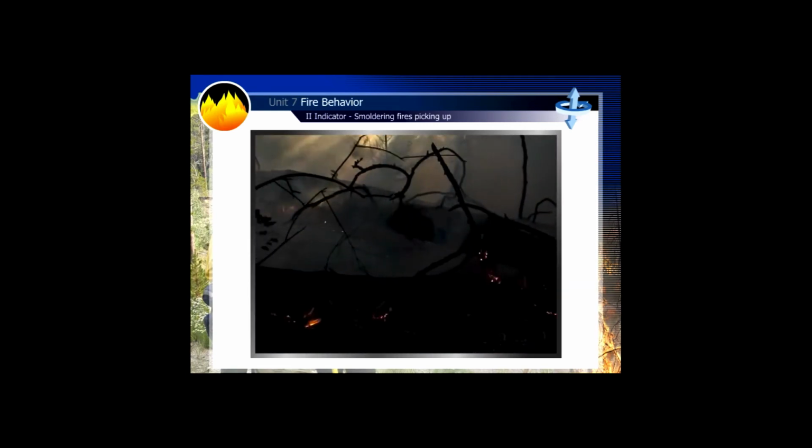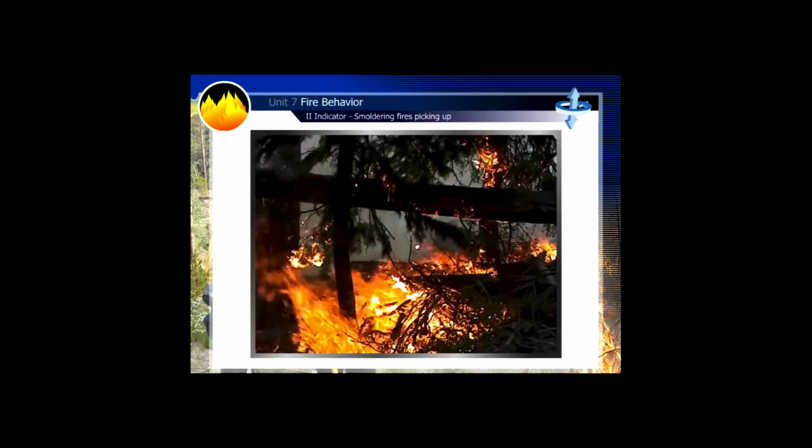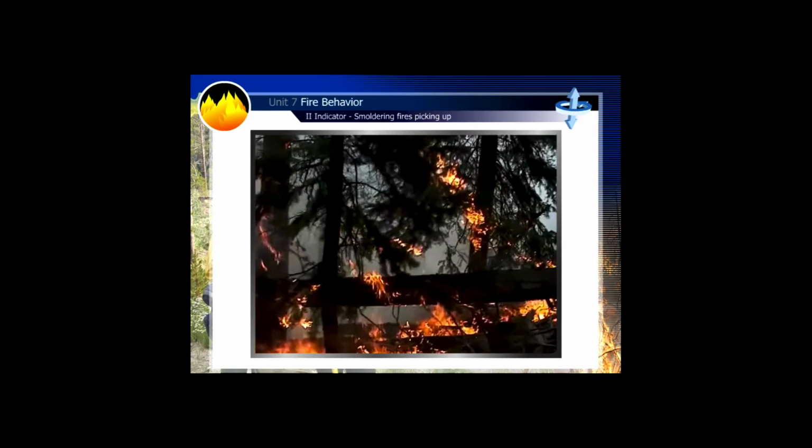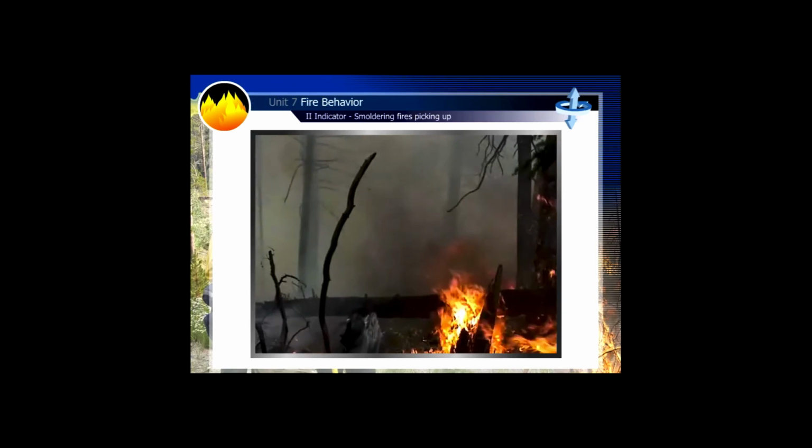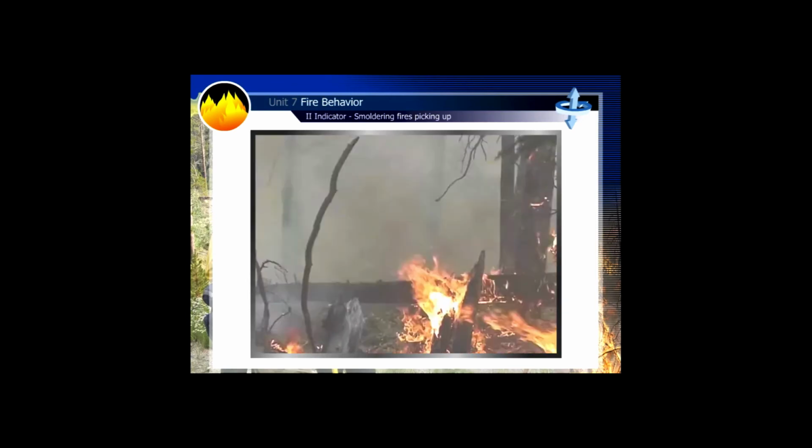Look for smoldering fires that are picking up. These fires are becoming active. Monitor the flame length and spread rate.